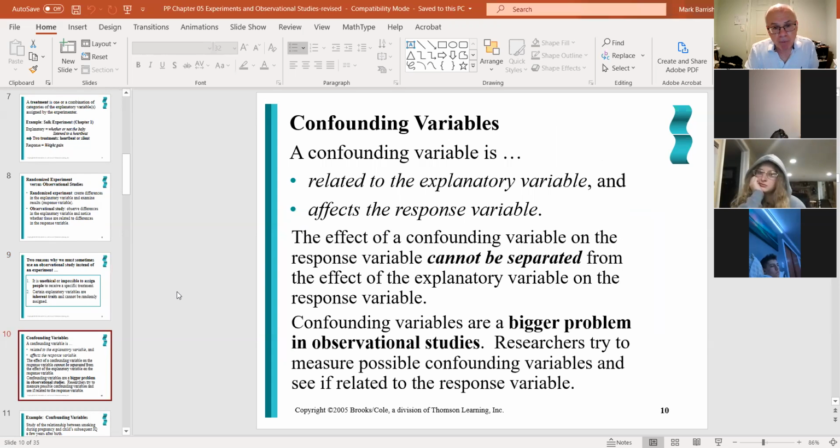Now, the other types of variables which could be influencing or affecting the response variable are called confounding variables. This is a definition that you need to know. Many times, changes in the confounding variable and changes in the explanatory variable occur at about the same time, and you cannot tell which one is causing the change in the response variable. Let me give you an example of that.